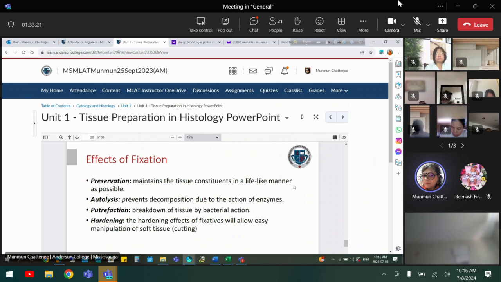So fixation prevents autolysis. Fixation prevents the breakdown of tissue by bacterial action. Once the tissue is fixed, bacteria cannot do anything. The tissue is fixed in a life-like manner, but it's not alive and functioning anymore. The tissue cannot function anymore. It's fixed.